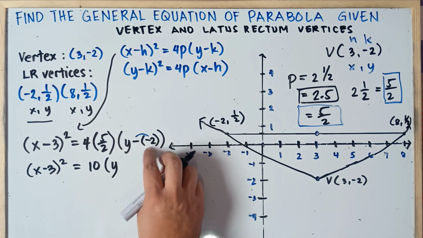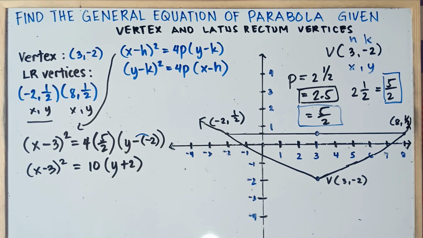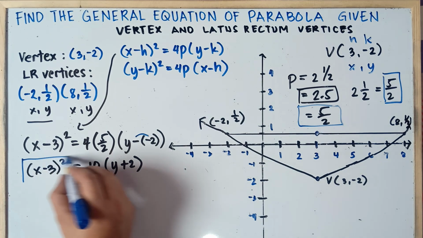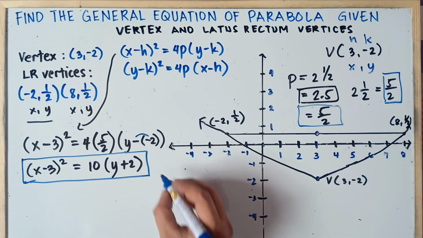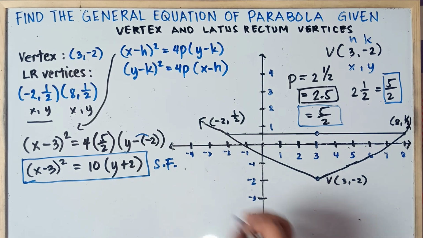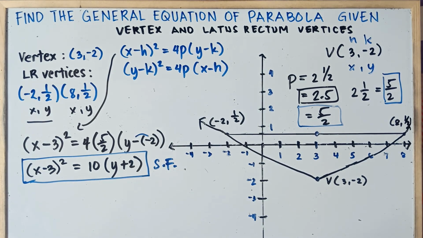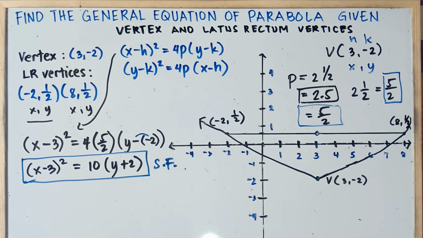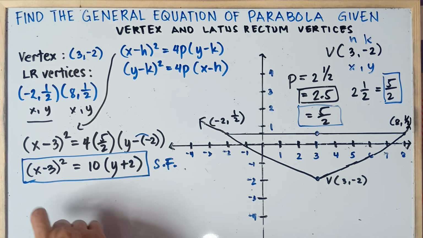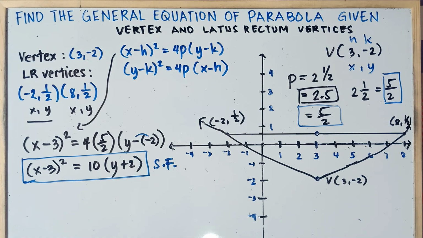Y, negative times negative, that will be positive 2. That's it, class. This will be the standard form, class. If the teacher will ask for the standard form, this is your answer, class. That's the standard form. Now, if the teacher will ask for the general form, you need to simplify this one, class. Alright, so simplify this one.